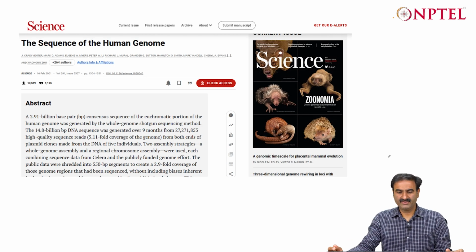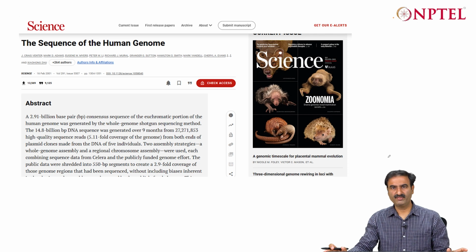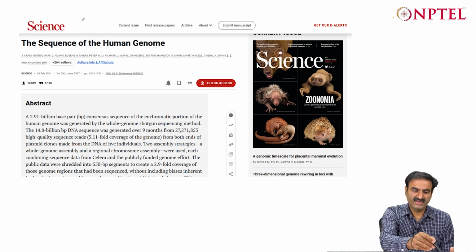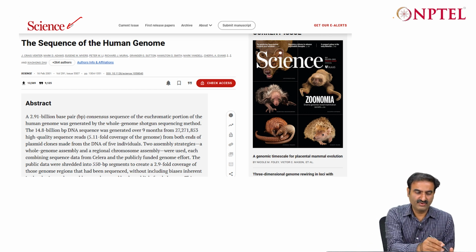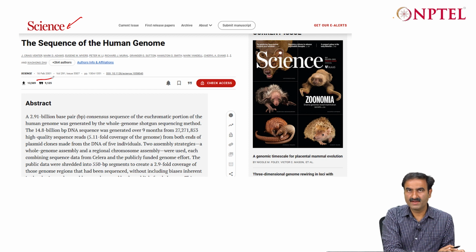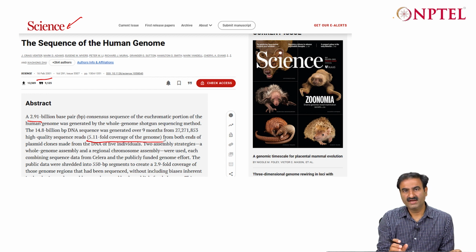This picture shows the sequence of the human genome that I was talking about, which took almost 23 years to determine those 23 chromosomes, with efforts made from all over the world. Now we have the complete sequence of the human genome, and these things are so important that they are covered in prominent journals such as Science. The first draft came in 2001, of 2.9 billion base pairs and just 5-fold coverage, using Sanger reads.